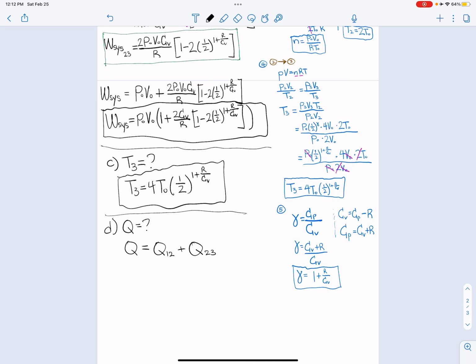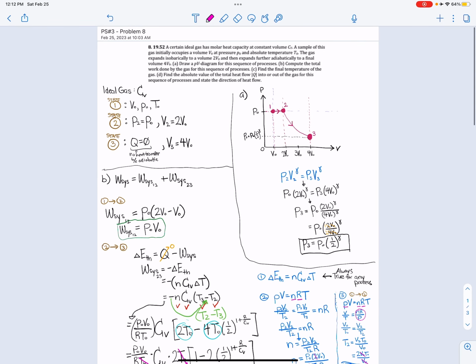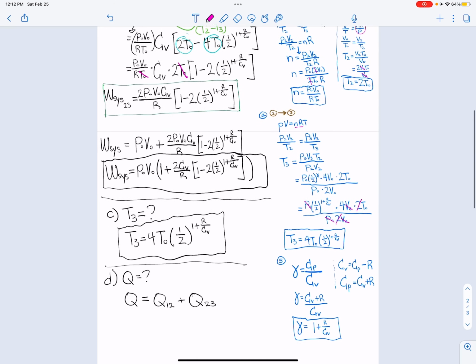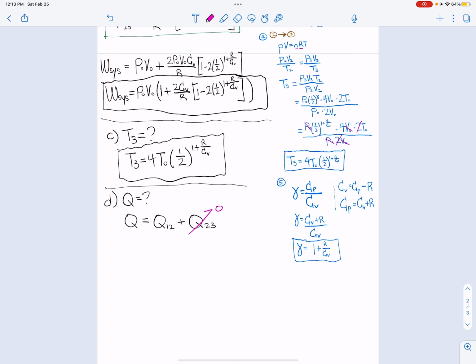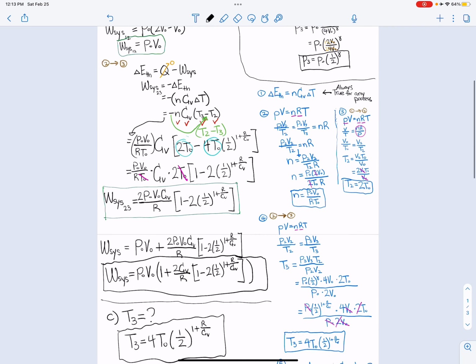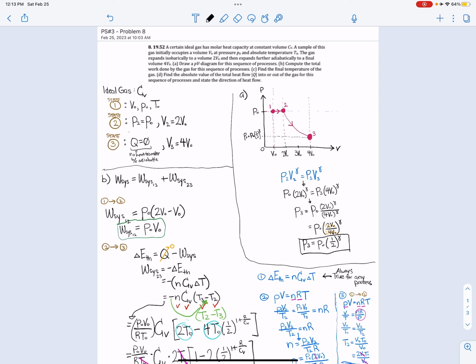All right, well, we can simplify this because we know that this part was an adiabatic process from state 2 to state 3, so Q equals 0. There was no heat transfer between state 2 and state 3. So now we really just have to find Q from state 1 to state 2. And remember that was an isobaric process, constant pressure from state 1 to state 2. That's why pressure 2 is equal to pressure naught.